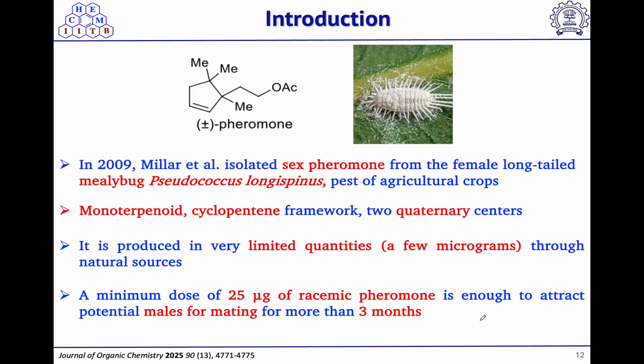Now we'll see another example of a natural product, that is pheromone. This is the racemic structure of plus minus racemic pheromone, and if you see, this has only one chiral center. Based on this, we can have both isomers, plus and minus. The name of this natural product is pheromone, and this is from the mealybug.